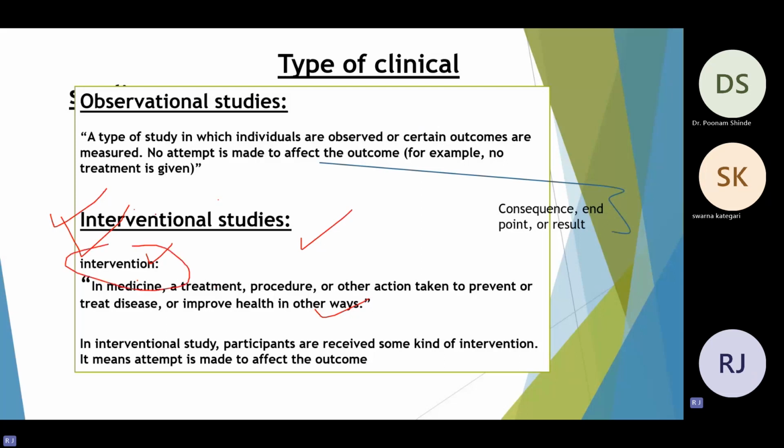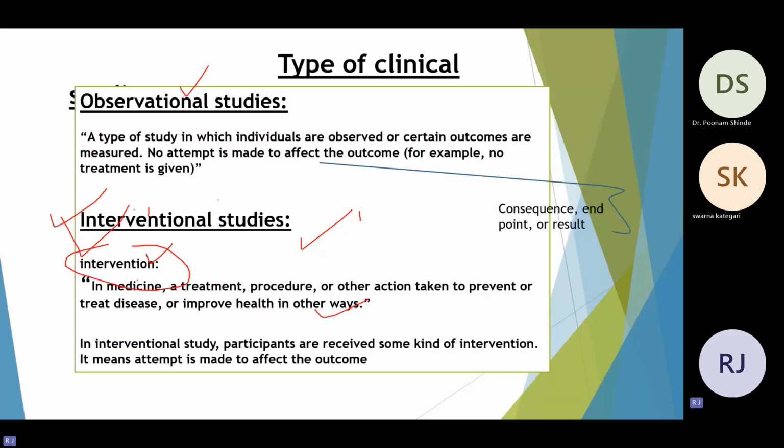Now, apart from interventional studies, we have other studies. Now, what are those studies? Those studies are observational studies. Okay. In interventional studies, we are giving a drug, right? We are trying to change the natural course of a disease, right? But in an observational study, we do not do that. We simply observe.